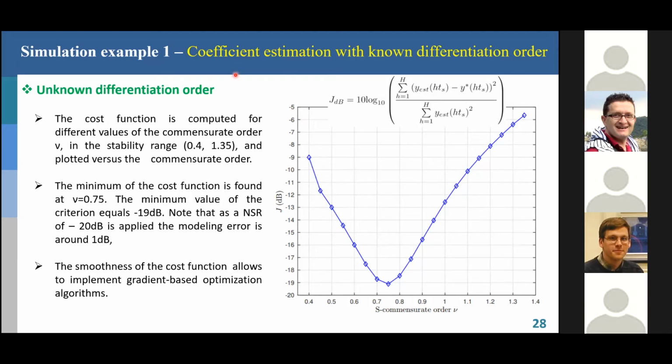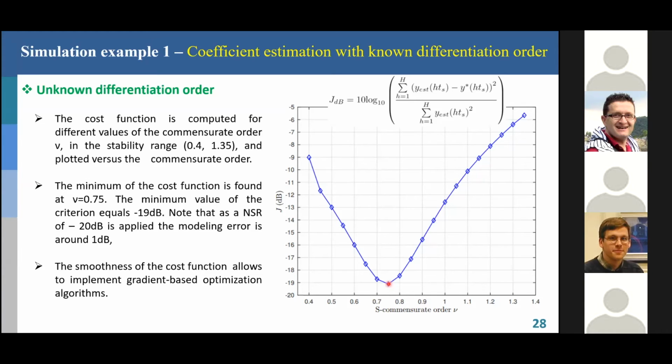Okay, so here we're gonna plot the cost function versus the commensurate order in the range of stability of 0.4 and 1.35. So we can see here that our figure is smooth, and we find the minimum value of the criterion equal to minus 19 dB. Note that the noise signal ratio equal to 120 dB, and we can see here that the modeling error is around 1 dB.